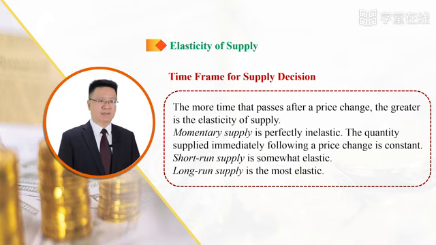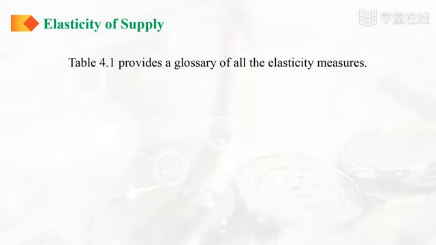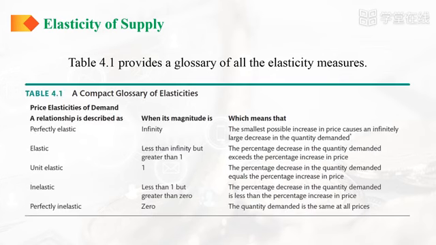To study the influence of the amount of time elapsed since a price change, we distinguish three time frames of supply: momentary supply, short-run supply, and long-run supply. Momentary supply refers to the period of time immediately following a price change. For some goods, the momentary supply can be perfectly inelastic. Fresh fish, the day of a price hike.